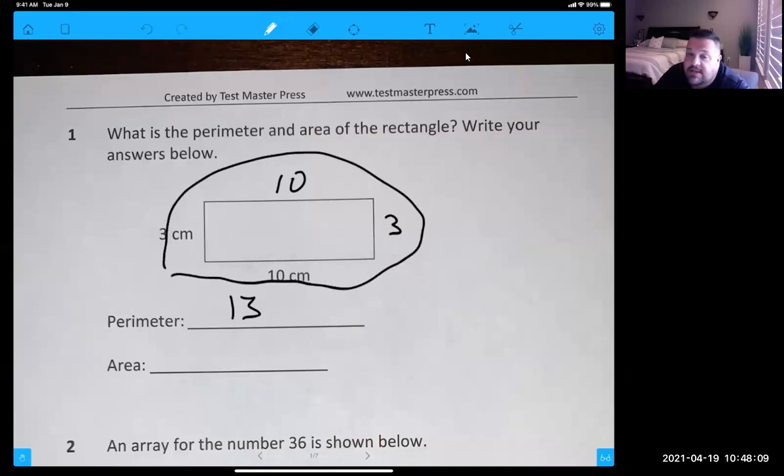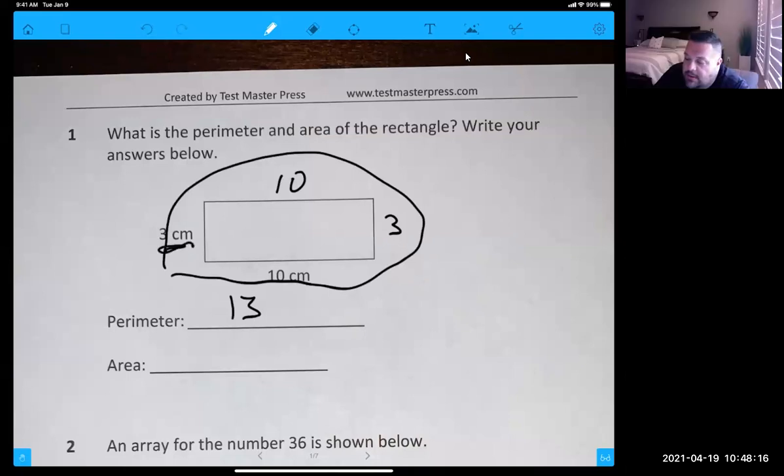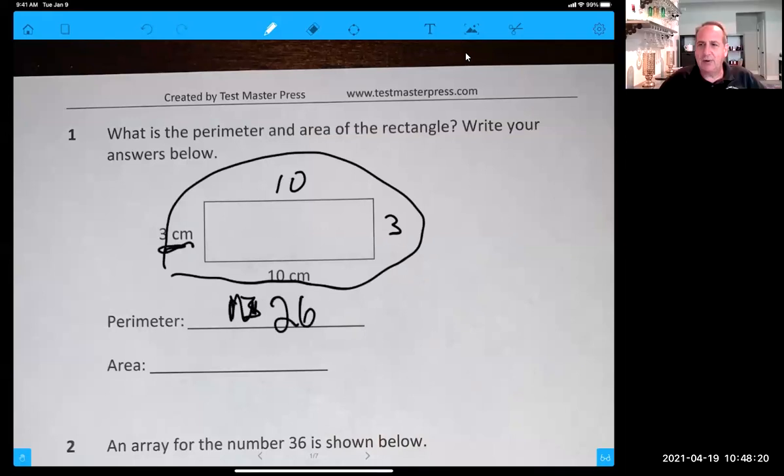So that'd be 10 plus 10 is what? 20. Plus 3 is what? 23. Plus 3 more? 26. So everybody agree the perimeter is 26, right? So what's the area then? You guys don't have to tell how to find the area.